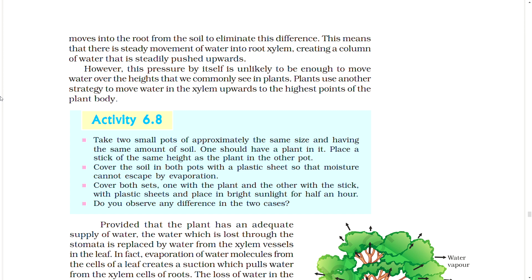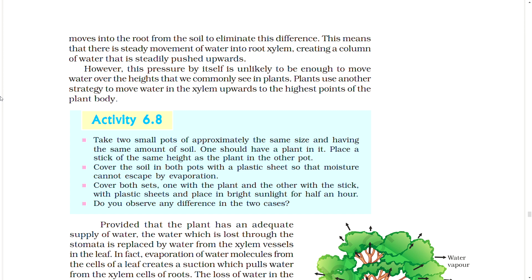This means that there is steady movement of water into root xylem, creating a column of water that is steadily pushed upwards. However, this pressure by itself is unlikely to be enough to move water over the heights that we commonly see in plants. Plants use another strategy to move water in the xylem upwards to the highest point of the plant body.